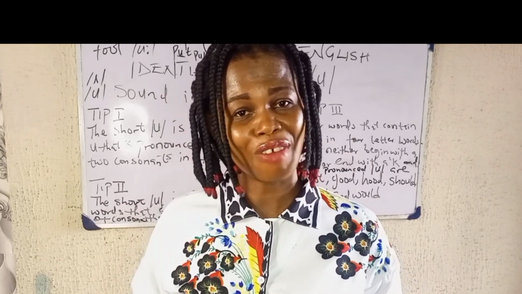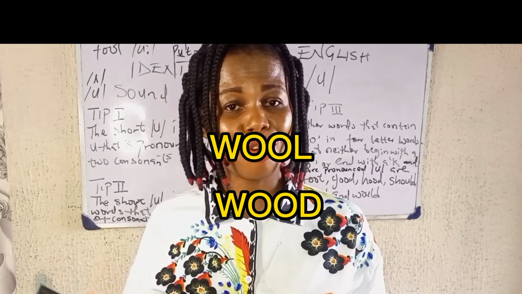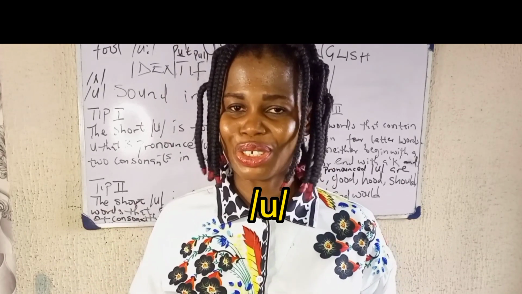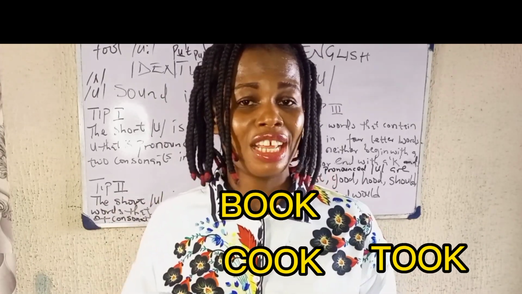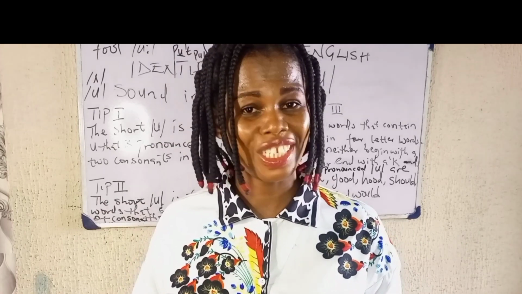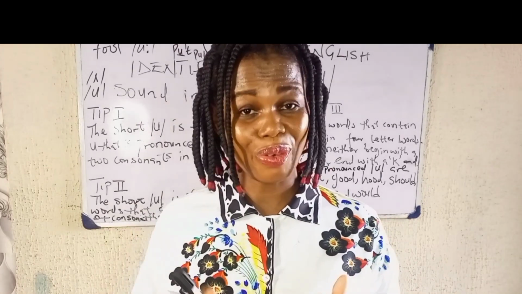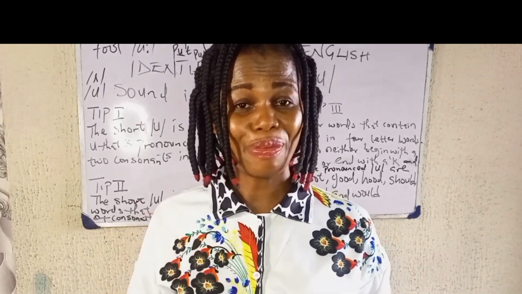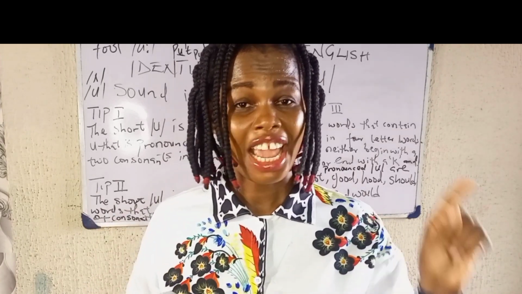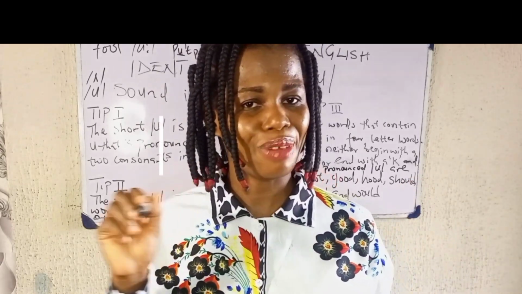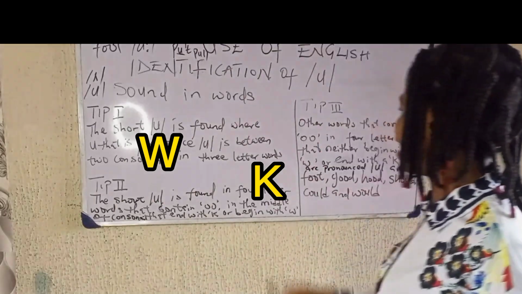Think of examples. We have wool, wood. These words are pronounced wool and wood. The OO in them are pronounced U, the short O sound. Cook, book, took. The OO in them are pronounced U, the short O sound. So when you have a four-letter word with double O between two consonants, the double O is going to be pronounced as the short O sound if the word begins with the letter W or ends with the letter K.